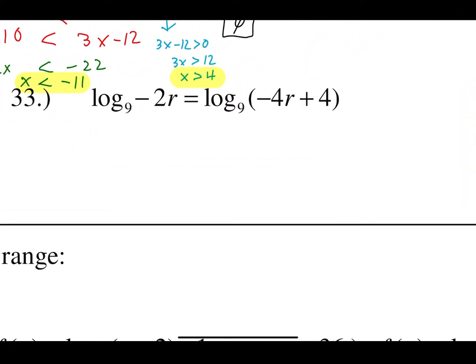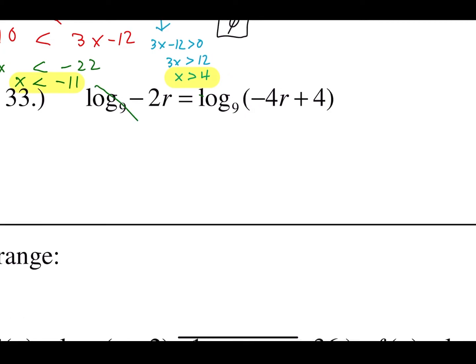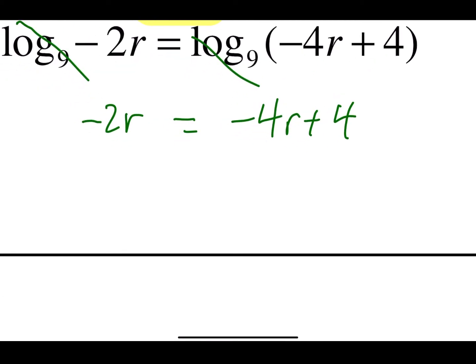Next one over. The bases are the same, log base 9, log base 9. We're left with negative 2r equals negative 4r plus 4. Let's say add the 4r to the other side. 4r minus 2r is 2r equals 4. Divide both sides by 2, r equals 2.